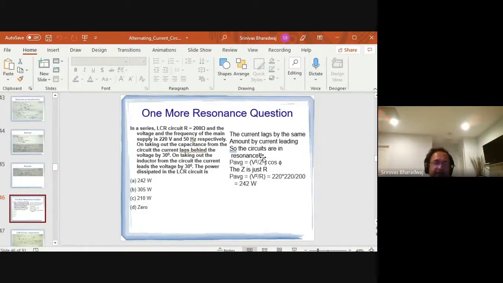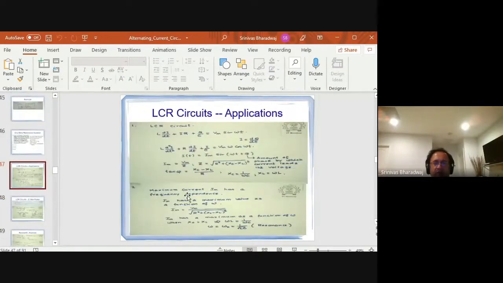Okay, what happens is, in such situations, in one cycle, in one part of the circuit, as this one is charging, the other one is discharging. That is, when the capacitor is charging, the inductor is discharging. When the inductor is charging, the capacitor is discharging. So they cancel each other out, and therefore the average power will be V square by R. Okay.